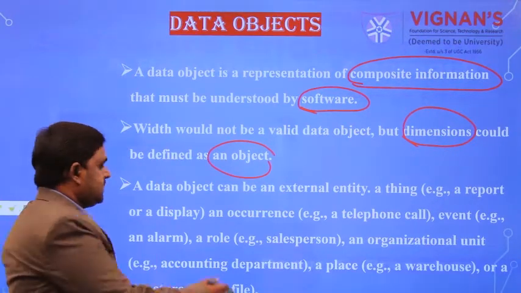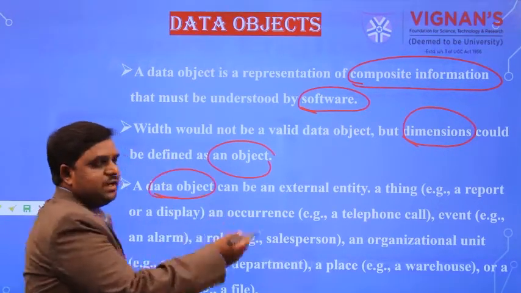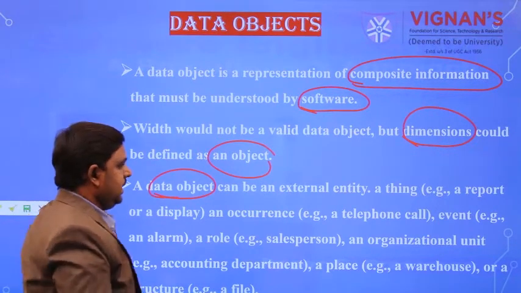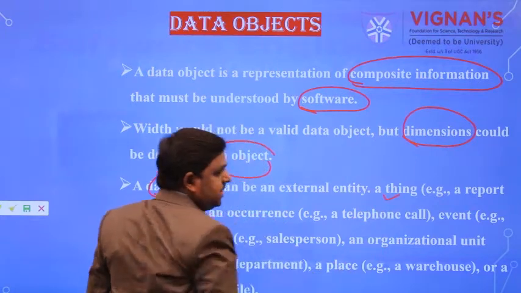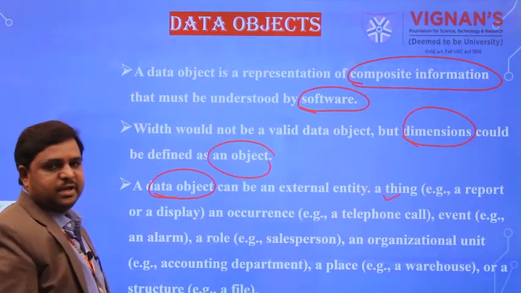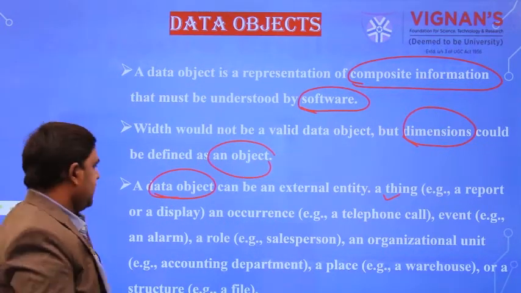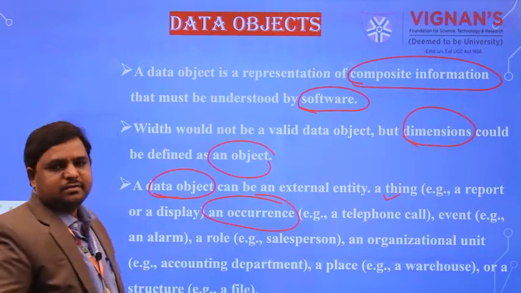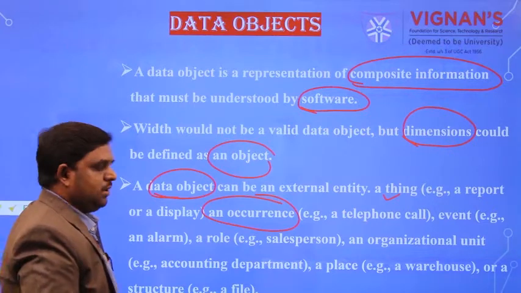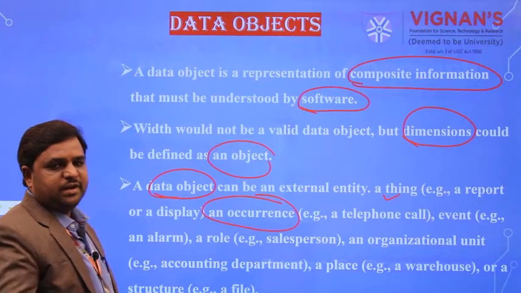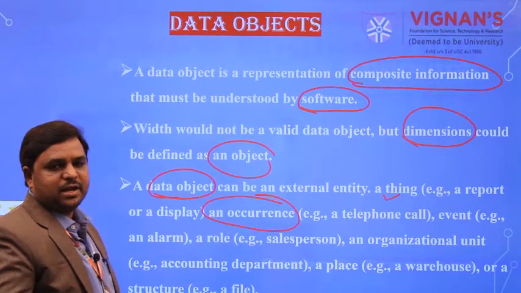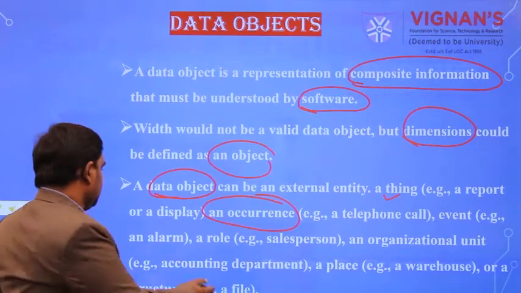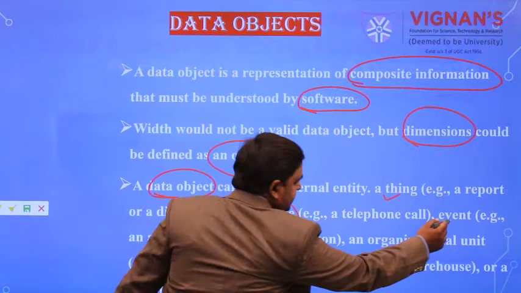A data object can be an external entity. For example, it can be a thing, meaning a report or some results of a display. Next, it can be an occurrence, for example a telephone call or an event. Event in the sense we can create an alarm, a task, or a reminder. All this comes under the event.